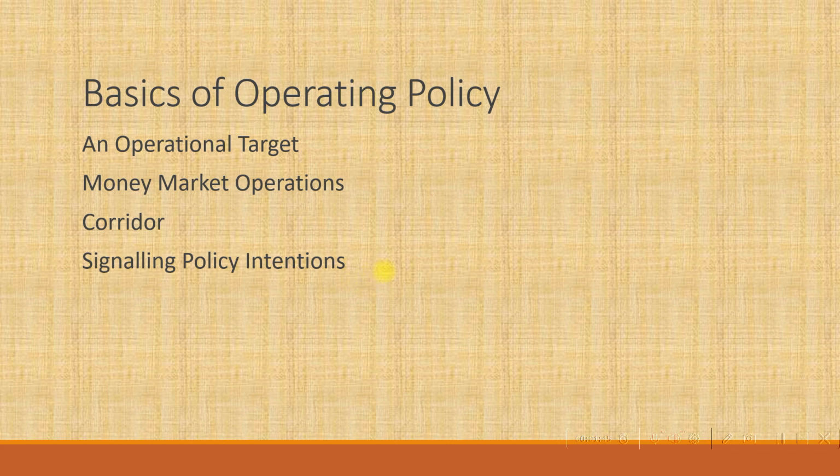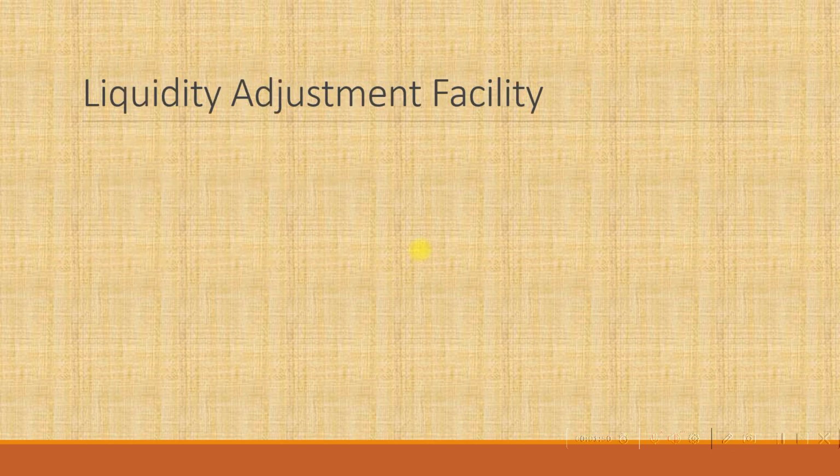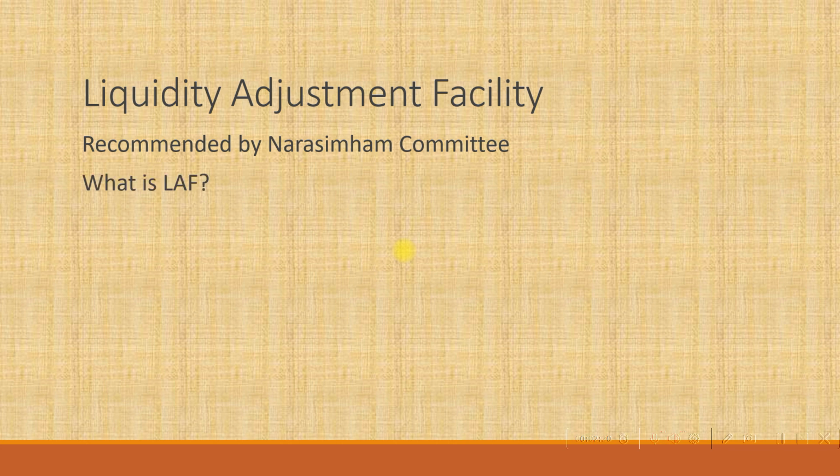Now let us explain what are operating procedures of monetary policy in India. First, it is liquidity adjustment facility. So this is recommended by Narasimhan Committee, and a liquidity adjustment facility is a tool of the monetary policy, primarily from RBI, that allows a bank to borrow money at repo rate or repurchase rate from RBI and to lend money or make a loan to the RBI using reverse repo arrangements. So that is what is LAF.